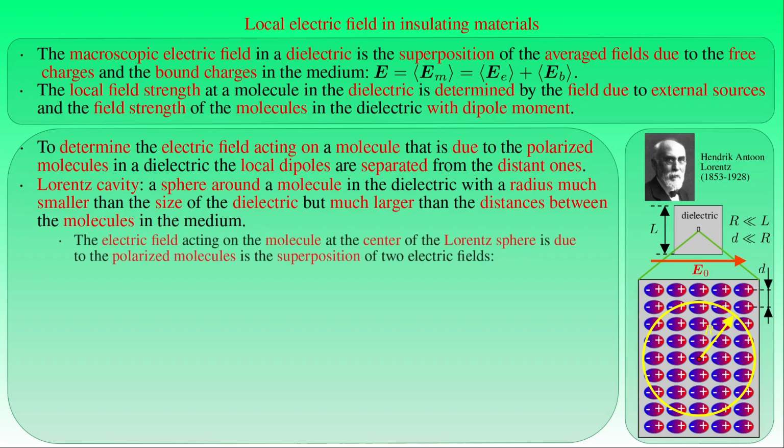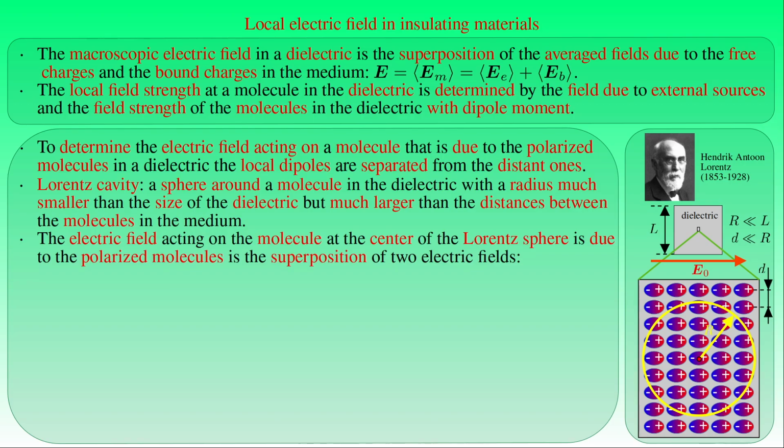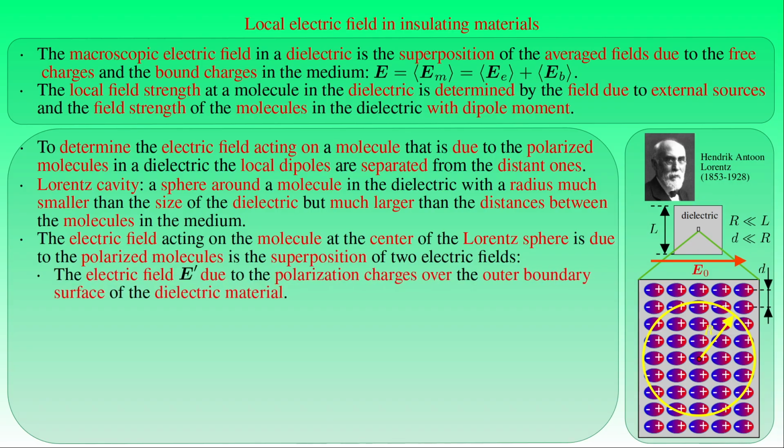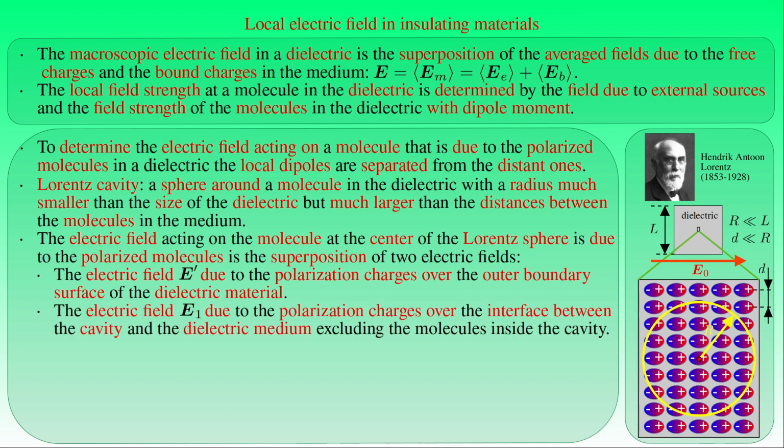Then the electric field acting on the molecule in the center of the Lorentz sphere that is due to the polarized molecules outside the cavity can be considered as the superposition of two different fields: the electric field E' due to the polarization charges over the outer boundary surface of the dielectric material, and the electric field E1 due to the polarization charges over the boundary interface between the Lorentz sphere and the dielectric medium, excluding the molecules inside the cavity.